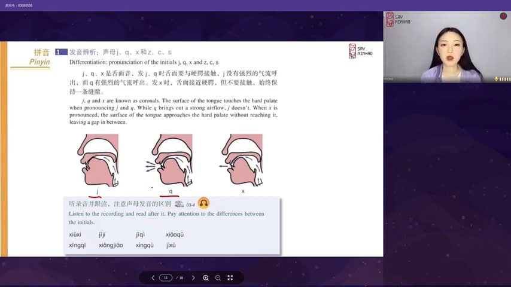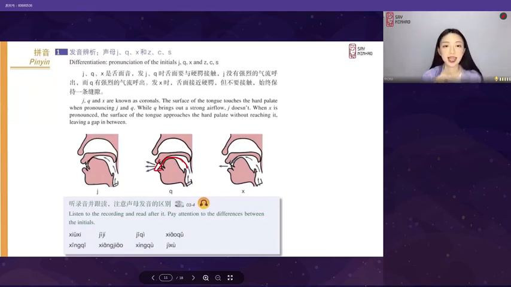For these two, we need to rise up the former part of our tongue to touch the upper gum, or to say the hard palate. We need to touch it and quickly remove our tongue to make a gap, to make the air go through the gap, like this. The air should go through it.